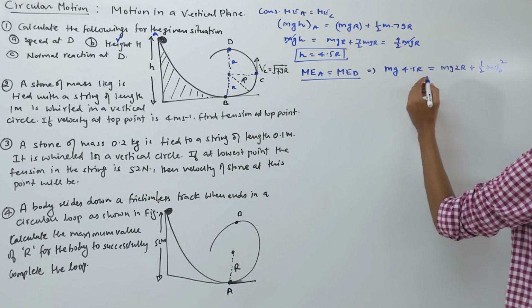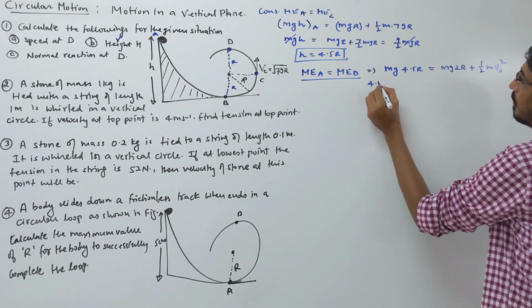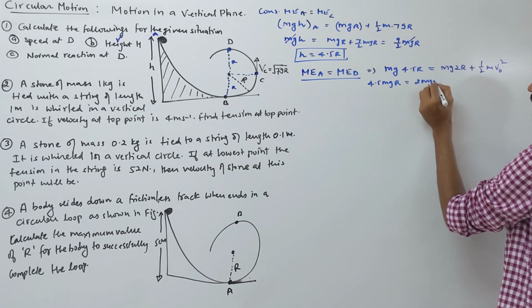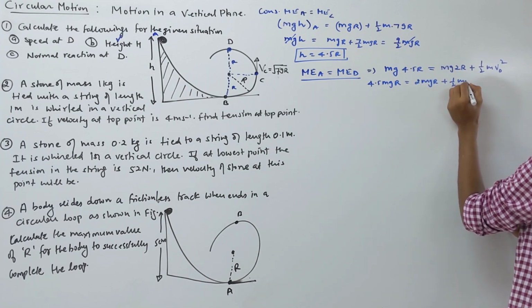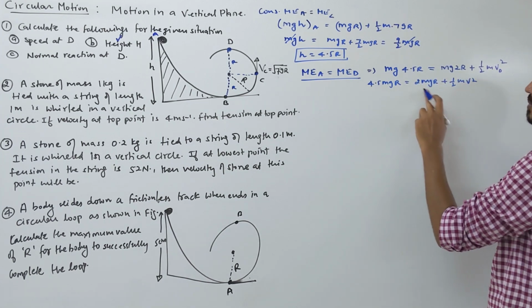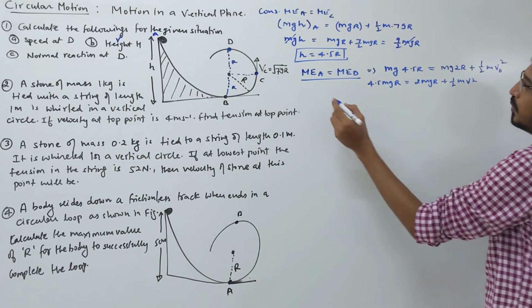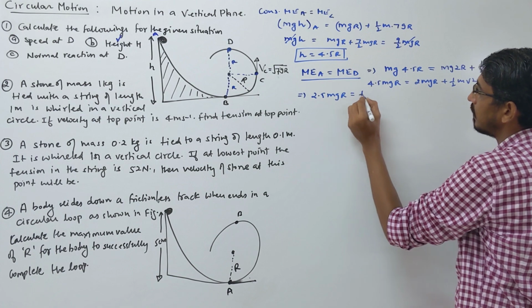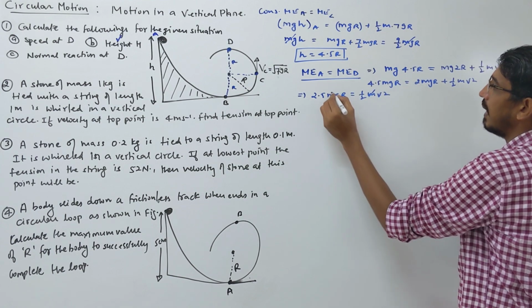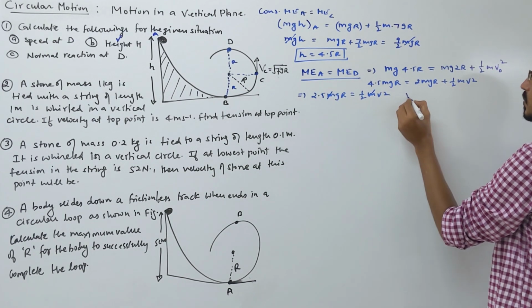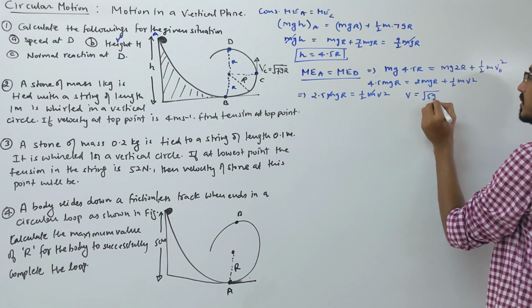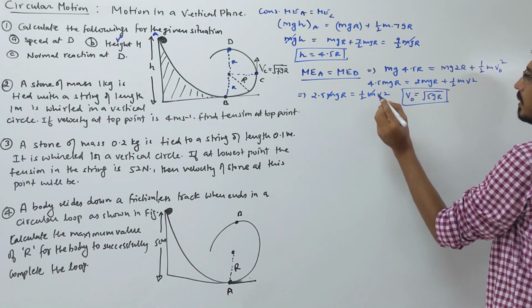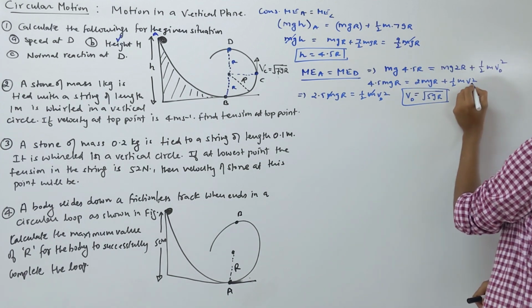Okay, so let's write it carefully. This becomes 4.5 mgr is equal to 2 mgr plus half mv square. This term comes to this side, so it becomes 2.5. So 2.5 mgr is equal to half mv square. The half goes here, the 2 comes here, so v is simply root 5 gr. That's your answer. So the velocity at point D, what we are calling point D, will be root 5 gr.